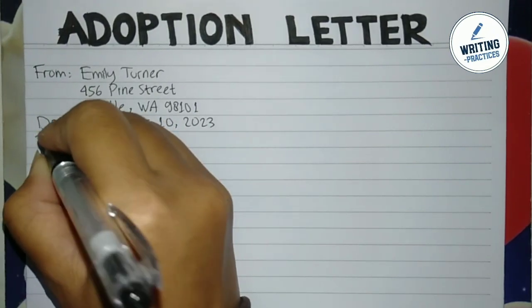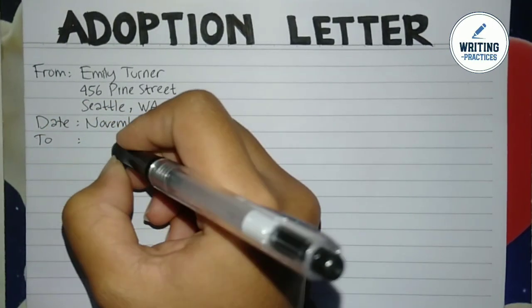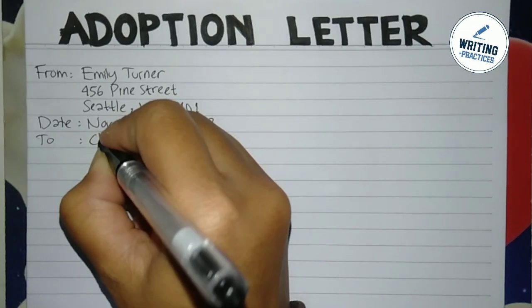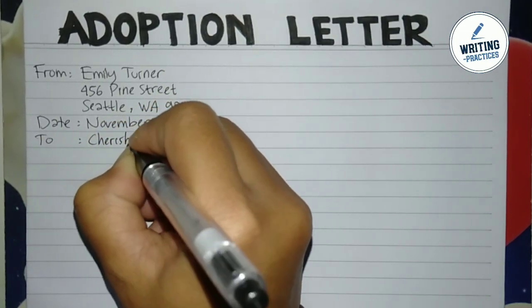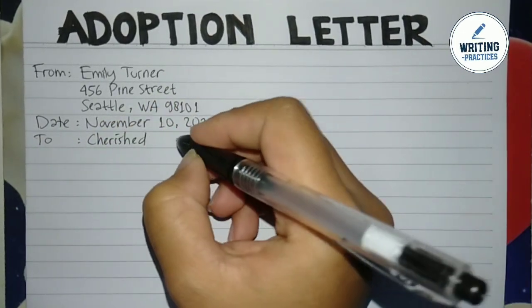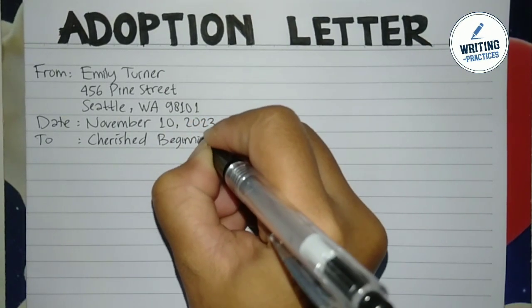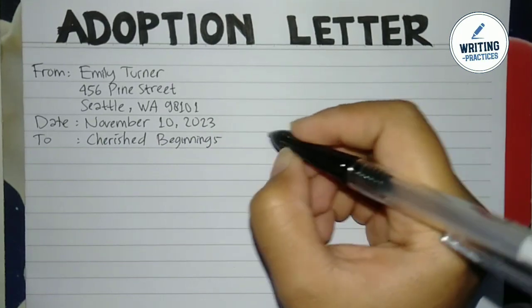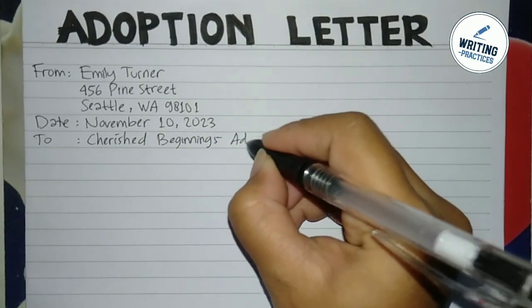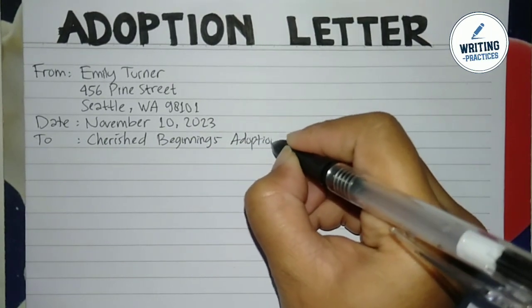Check this out. First of all, you must write your information. Here, write your full name. And then, write your home address. You need to include the number, street name, city, state, and zip code. After that, write the date of the letter. You may use the format of month, date, and year.